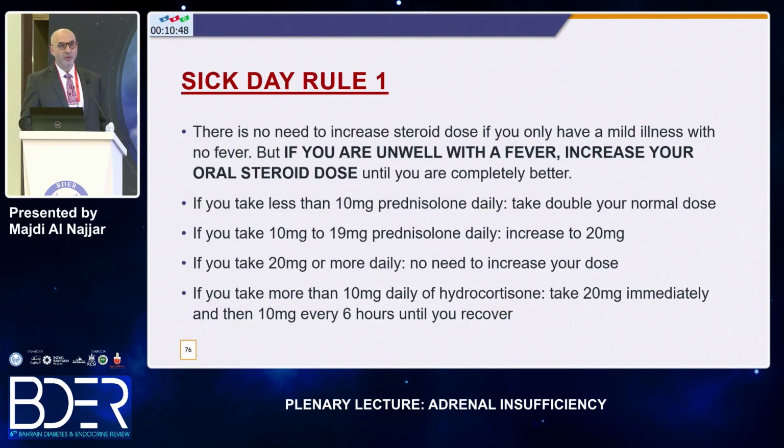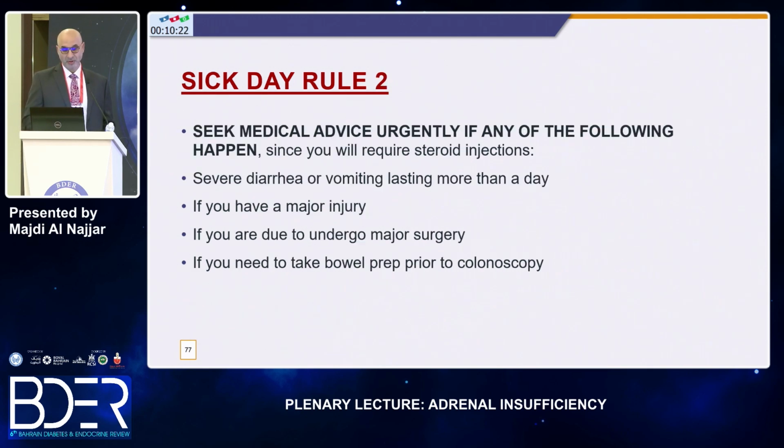The sick day rule, a quick way of doing it, 3 by 3. Triple the dose for 3 days. That's a quick way of doing it. Or you can follow this. If the patient is feeling unwell and taking prednisone less than 10 milligram, double the dose. Between 10 to 20, make it 20 milligram. Over 20, they are safe, continue. And if they're taking hydrocortisone, take 20 now, and then 10 every 6 hours till they feel okay. But I think 3 by 3 is much easier to remember and to explain to the patient.